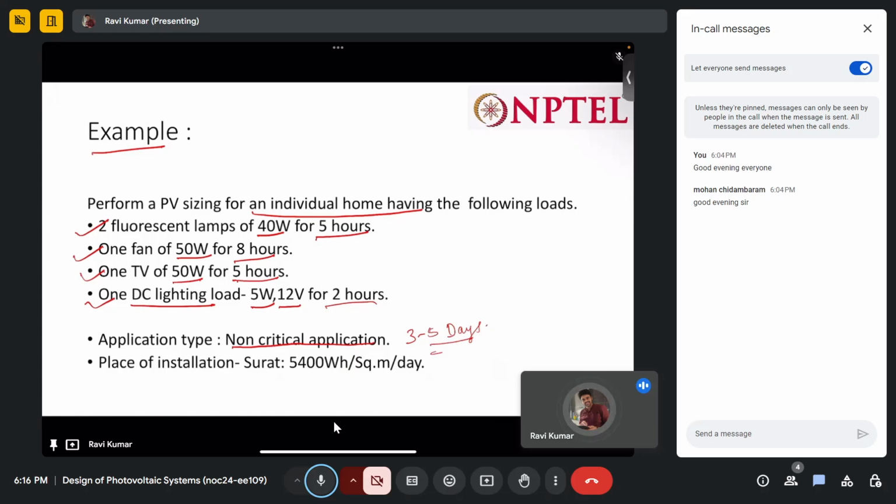The place of installation is Surat. The solar radiation or solar energy at Surat is given as 5.4 kilowatt hour per square meter per day. So this is a small home, and we are considering these instruments or applications at home.